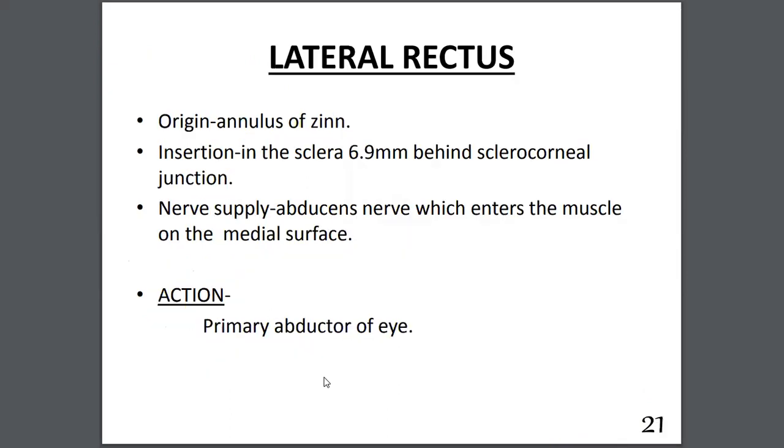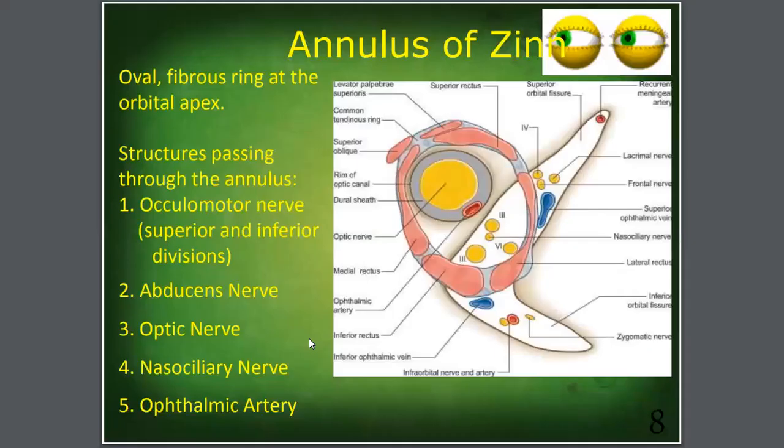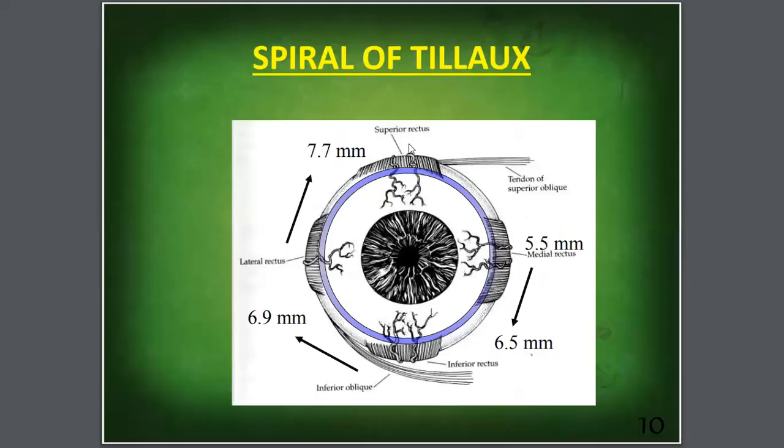Then lateral rectus, which also comes from the common tendinous ring of Zinn. Insertion is in the sclera, 6.9 mm behind the sclerocorneal junction. Nerve supply is the abducens nerve, which enters the muscle on its medial surface. Action: primary abductor of the eye. Here you have all the muscles and the distances at which they are inserted.